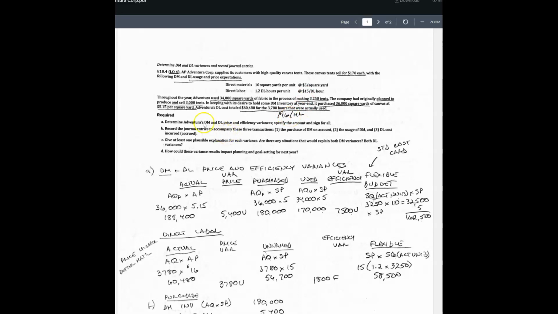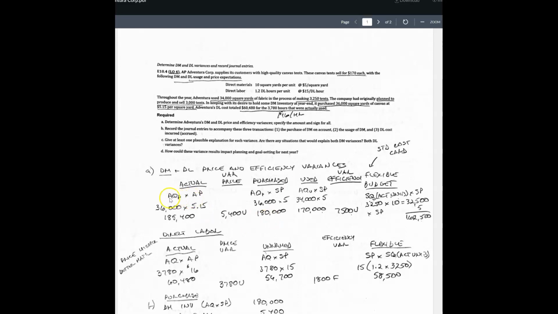So the first thing they want is the direct material and direct labor price and efficiency variances. And the way I do it is I put the two columns in the center. So you've got one for purchased and one for used. And this is your AQAP column, no, sorry, your AQSP column in the center.